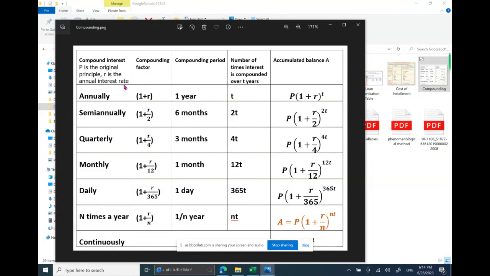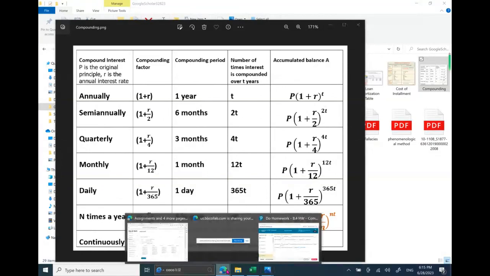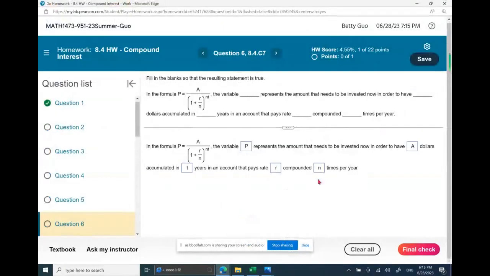When we talk about compound interest, we have a lot more formulas than simple interest. We have the formula for the interest compounded annually. We have the formula for interest compounded semi-annually, quarterly, monthly, daily, or even n times a year, and continuously. So you need to understand those formulas. You need to watch my video first, then you understand it.